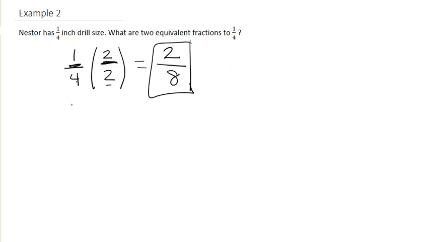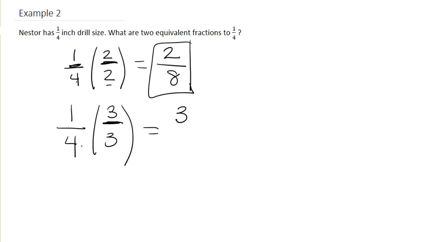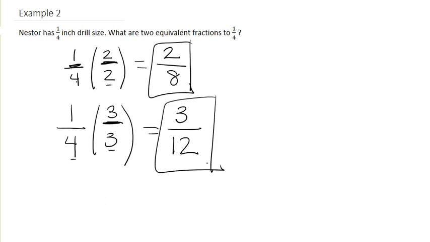So let's do another one. So we have 1/4, and we're going to multiply it by 3 on the top and the bottom. So now we have 1 times this 3 on the top, which is equal to 3. And then we have this 4 times this 3, which is equal to 12. So we have 3/12 as another equivalent fraction. So both of these are the same value as 1/4. So let's go ahead and look at another example.